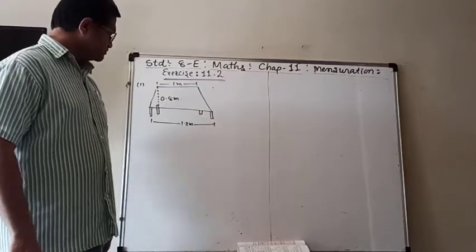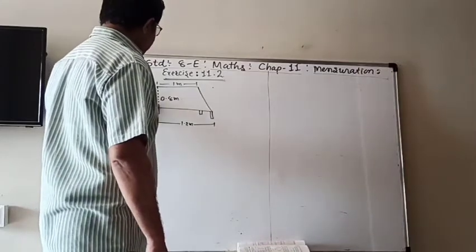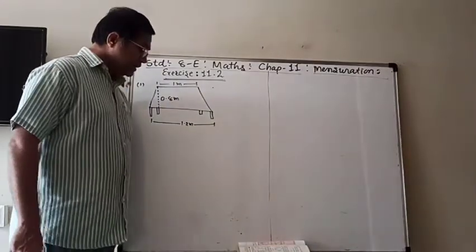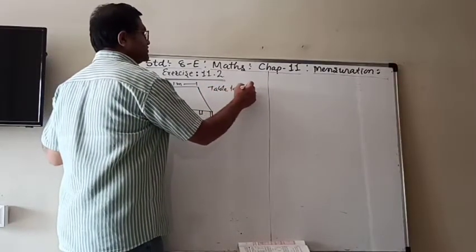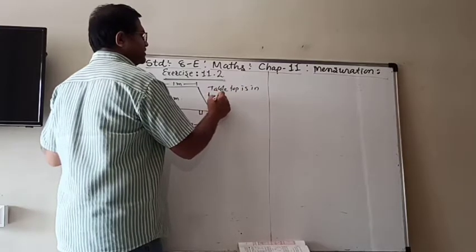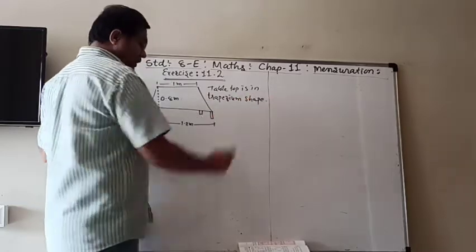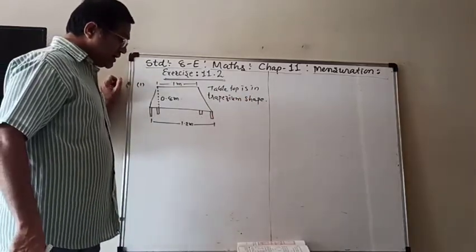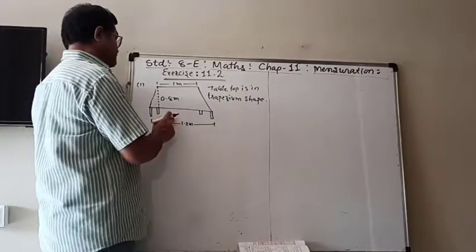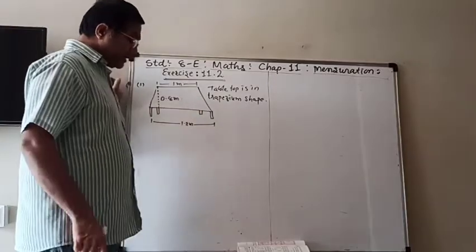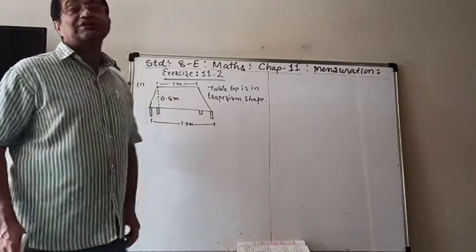Question number 1 is that the shape of the top surface of a tabletop is trapezium. Here the tabletop is in trapezium shape. Now what is given? Find its area if the parallel sides are 1 meter and 1.2 meter. So this is 1 meter and the other parallel side is 1.2 meter. And the perpendicular distance between them is 0.8 meter.